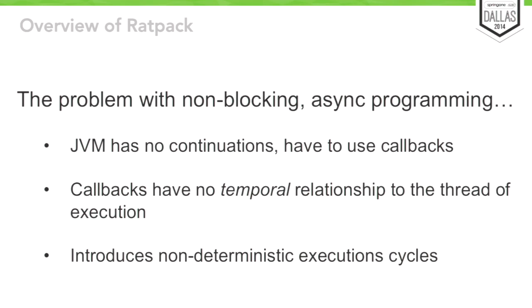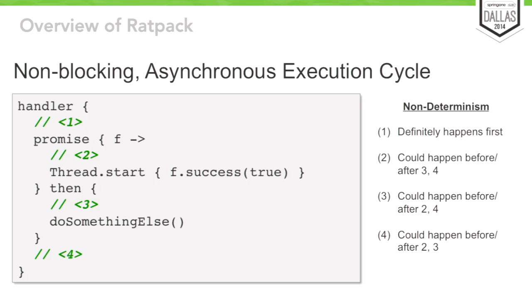You have to do a lot of work. You're stuck in callback hell. This is very much something that we don't want to see. So this is the basic structure of what a non-blocking asynchronous execution cycle might look like. In this example, the actual code doesn't matter too much, so don't think about that. But what I want to demonstrate to you here is that there are execution segments that are comprising this chunk of work. And what we see is that number one is definitely going to happen first.